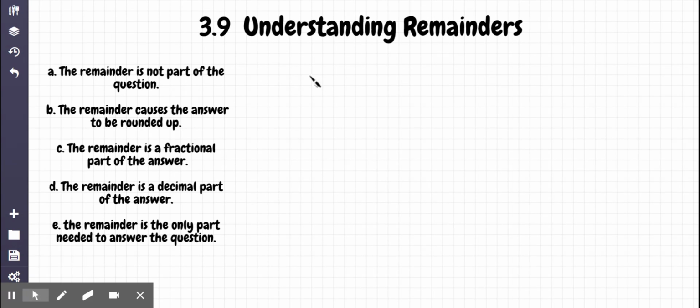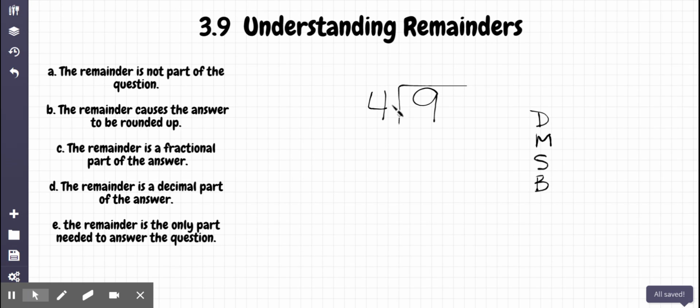So let's take 9 divided by 4. Okay, so first I'm going to solve this, and then I will show you some of the ways that the remainder can change. I'm going to divide by my x here. I can take it out about 2 times. How many groups of 4 can I take out of 9? I can take out 2.